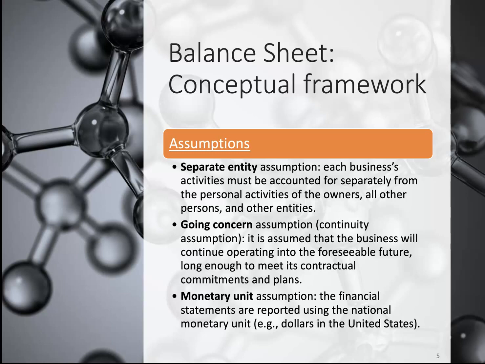The second assumption is going concern. Going concern assumes that the business will continue operating into the foreseeable future, long enough to meet its contractual commitments and plans. What does that mean? That means we assume our company could last forever. I know this is not a very realistic assumption, but using this assumption helps us maintain the operation and the continuity of the balance sheet.